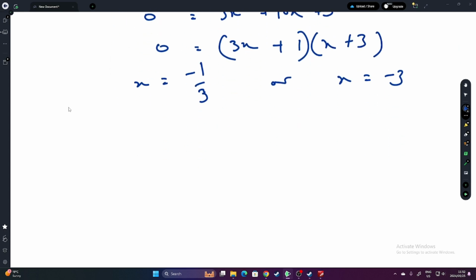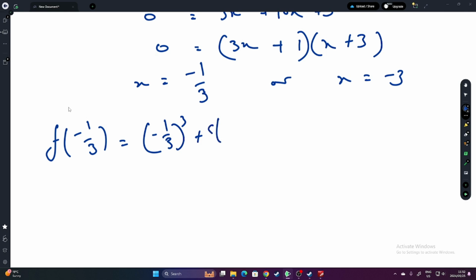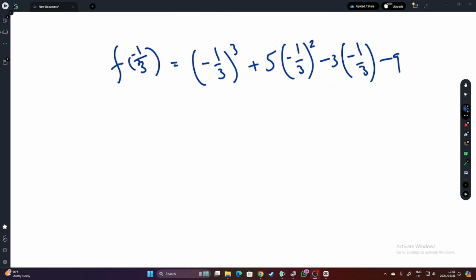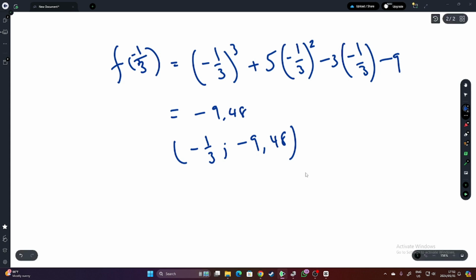Right? Then what we would do here is we would say f of minus 1 over 3 is equal to minus 1 over 3 cubed plus 5 into minus 1 over 3 squared plus 3 times minus 1 over 3 minus 9. Calculator. We get our answer. Calculate that in a little bit. And so this would give us minus 9.48, which means the first turning point is minus 1 over 3 for x and minus 9.48 for the y coordinate.